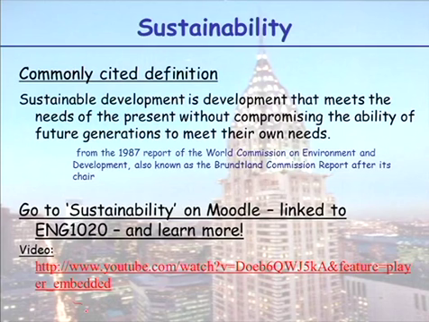I'm not sure if you've met this definition before, but the most commonly cited definition is that sustainable development is development that meets the needs of the present without compromising the ability of future generations to meet their own needs. And that definition came about in 1987. It's quite a good first year sustainability site, so even if you're not interested, go and have a look and play around at what's there.